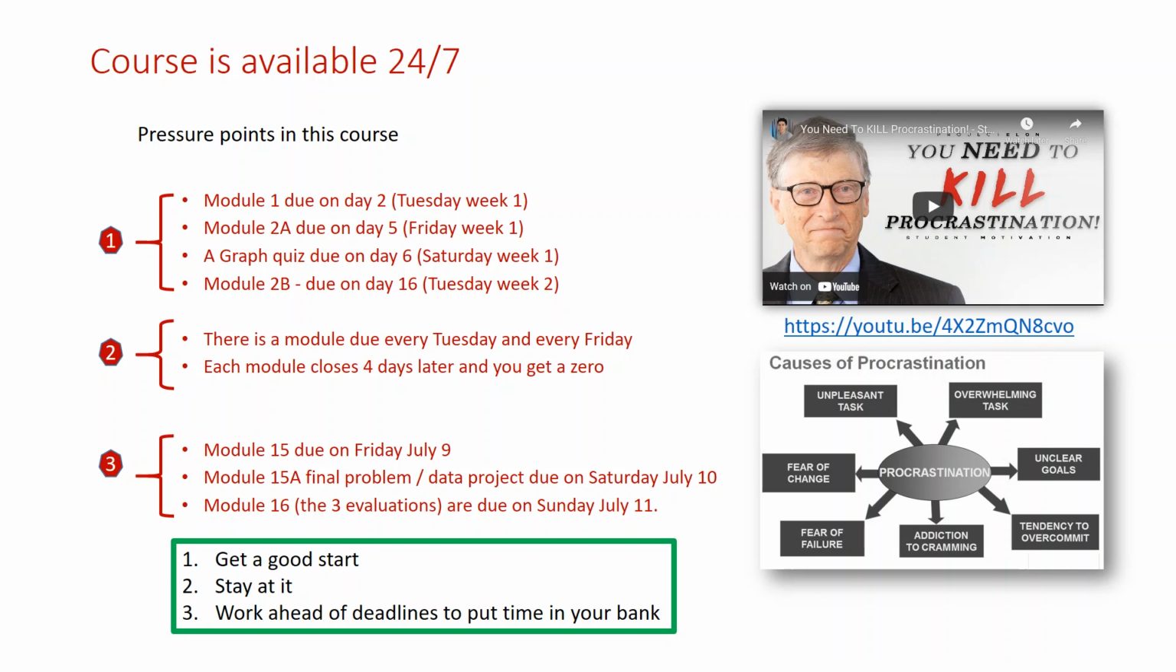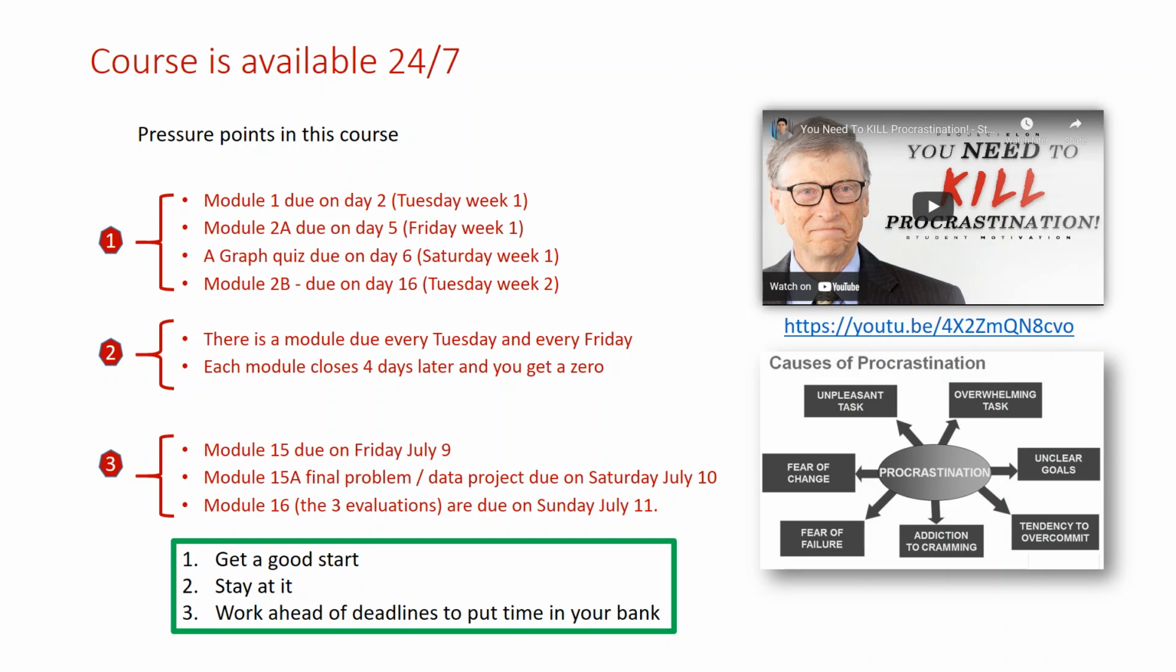The first is within 1 week, that is by the second Tuesday, you have 4 things due. Module 1 is due today. Module 2A is due Friday. A graph quiz that you have to take is due on Saturday. And 2B, which is on the first 2 chapters of Greenlaw and Shapiro, you have to have done by next Tuesday. So if you think this course is going to start slowly, no, it's starting fast and you need to keep up. Then during the course, every Tuesday, every Friday is a module due, and every module covers 2 to 3 chapters in the text.